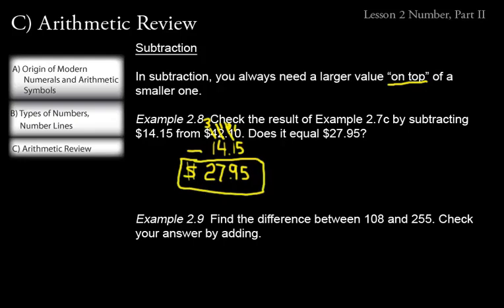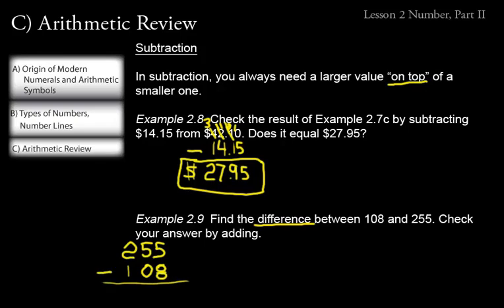So we can check the result of addition by doing subtraction. Look at example 2.9. Find the difference between 108 and 255. So when we see a word like that, difference, that tells us to do subtraction. And so we would do 255 minus 108. So that goes on the bottom. Put a subtraction symbol there.